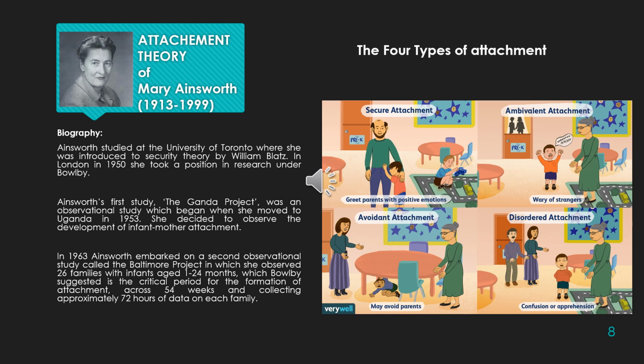The second one is ambivalent attachment, where the child is wary of strangers. The third type is avoidant attachment, where the child may avoid the parents. The fourth stage is disordered attachment, where the child presents confusion or apprehension.